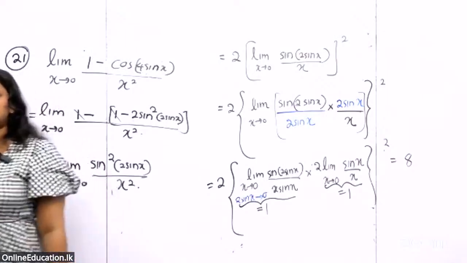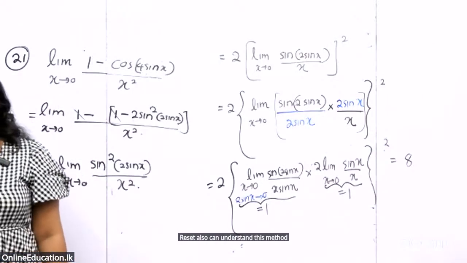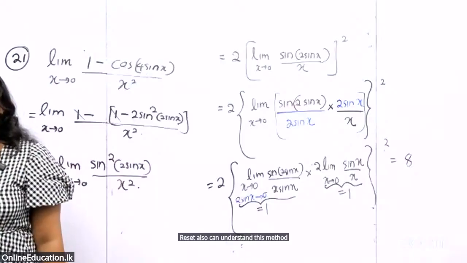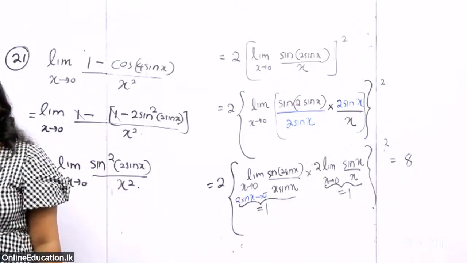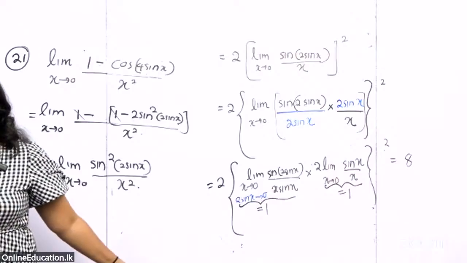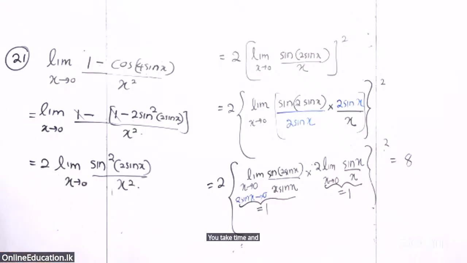Raisa also can understand this method. You take time and then slowly write down the things. Then if you have doubt, ask. Maria means, is it Hana, Hamid? Is it Hana or a new student?